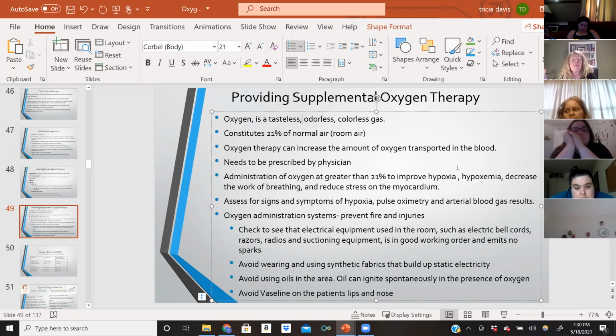Very good, guys. We're going to put a pulse ox on them because we want to know what their oxygen is. And then if it's needed, they might need an arterial blood gas because that's going to be a more accurate indicator of their oxygenation status. So we need to be careful when patients are on oxygen, okay? We need to be able to prevent fires and injuries.